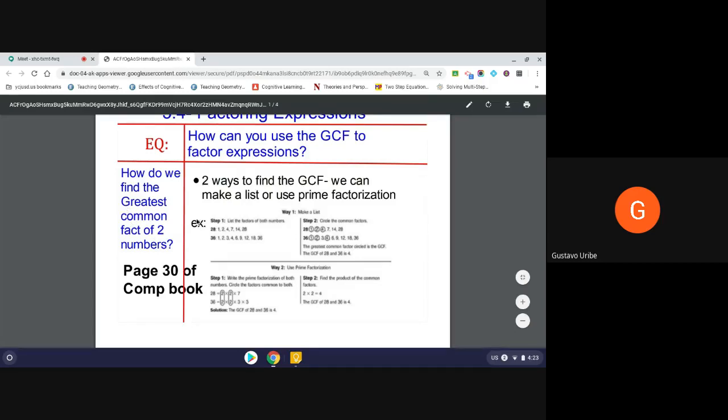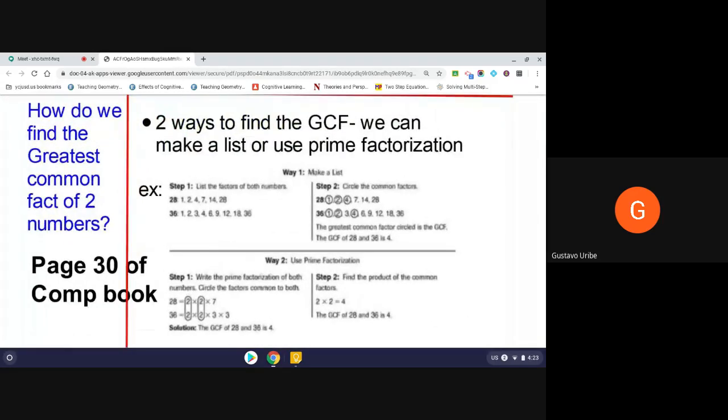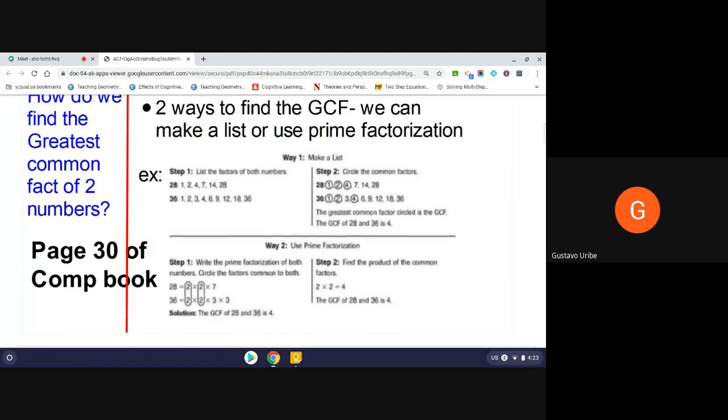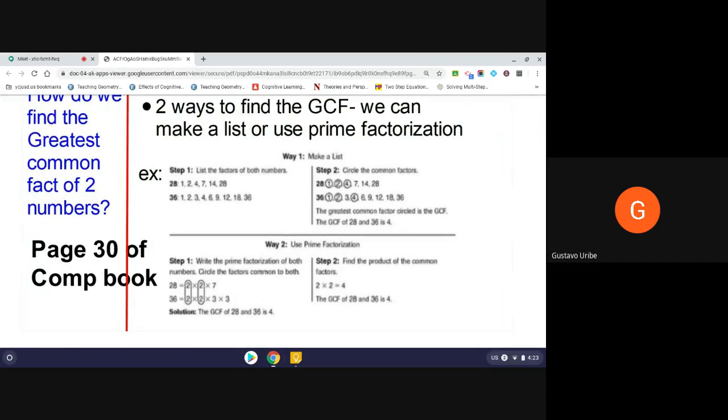There's a couple different ways, but we're going to go over two ways to find the GCF, the greatest common factor. One way is you can make a list. So let's say I'm trying to find the greatest common factor of 28 and 36. Well, step one, you can list the factors of both numbers.